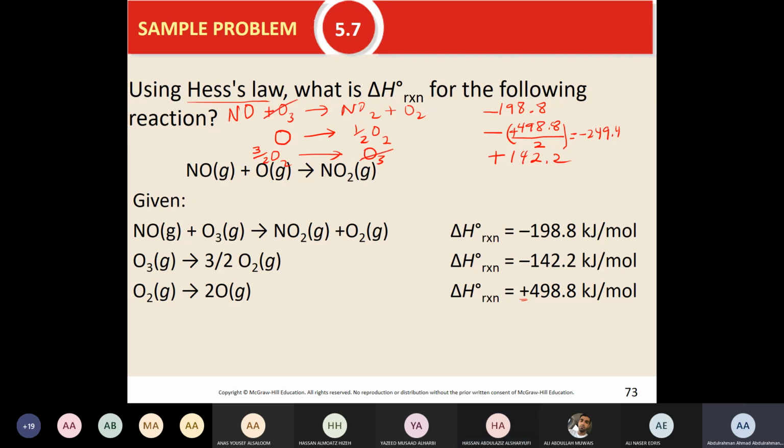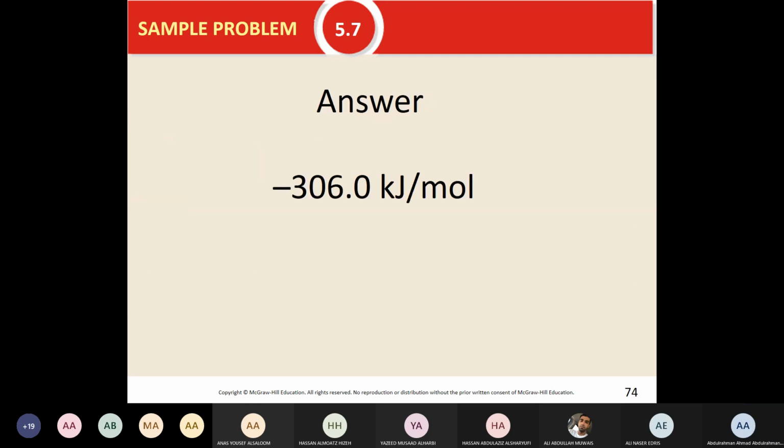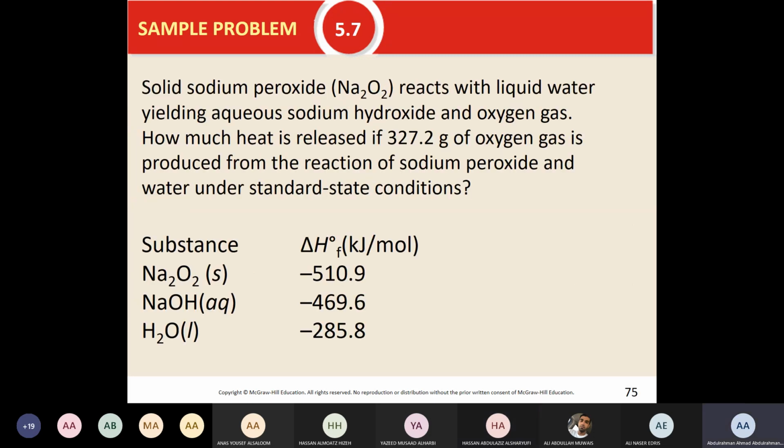O3 will go with O3. Excellent. What else? O2 with the O2. 3/2 O2 here and 1.5 here will go away. What else? Nothing else. So what's the heat of this reaction? Minus 306. Exactly, minus 306. How about that? How easy? It is minus 306. Excellent.